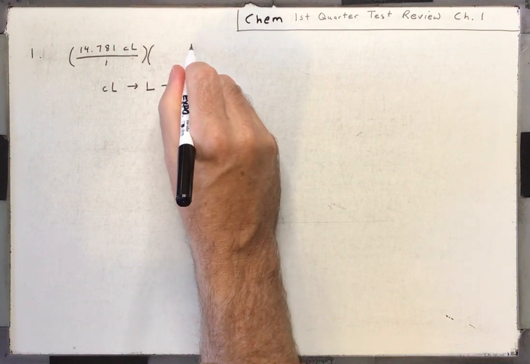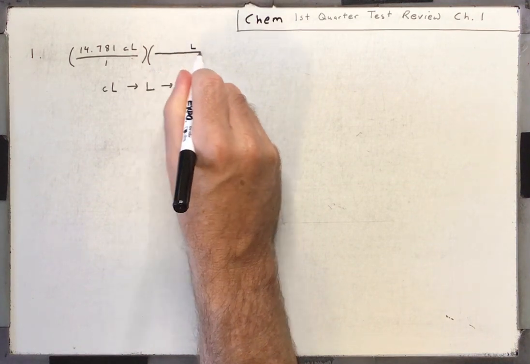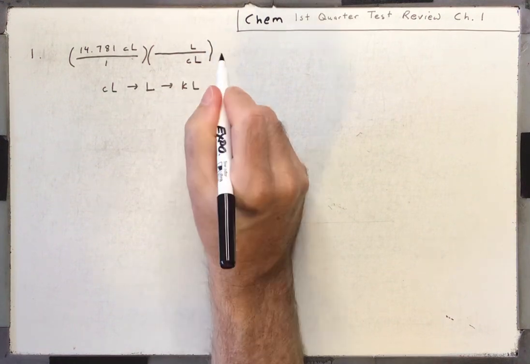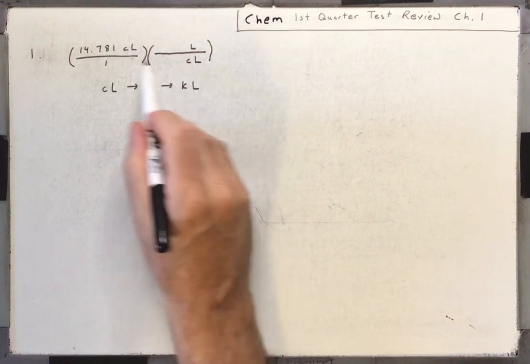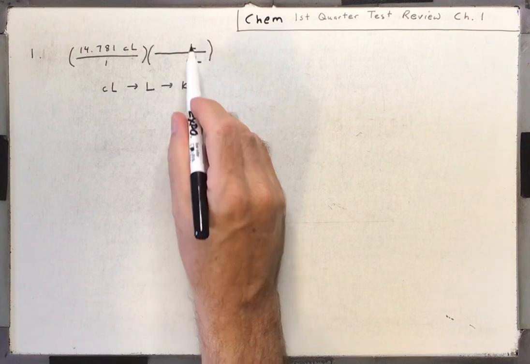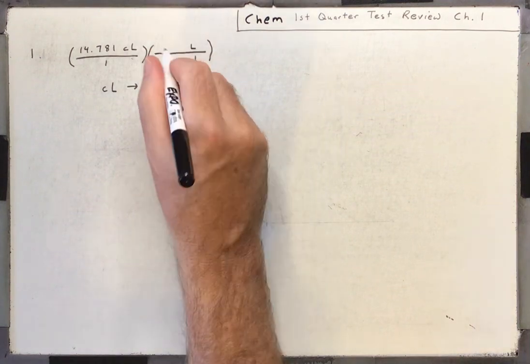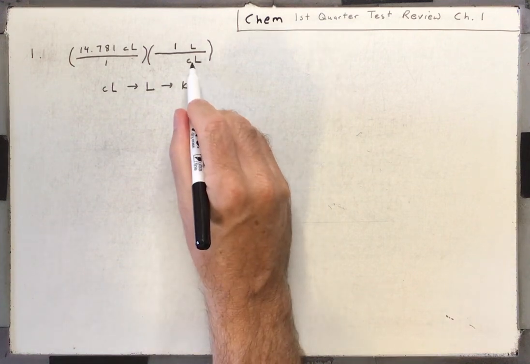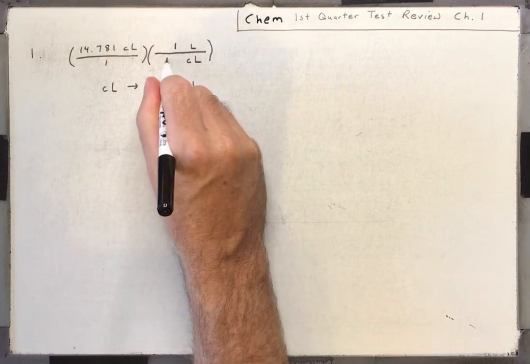So first let's convert to liters. We're going to put liters on top, centiliters on the bottom, because you put the one on the bottom that you're trying to cancel out. Which one is bigger, a liter or a centiliter? Well, a liter's bigger, so we put the 1 there. How many centiliters are in a liter? It's 100.